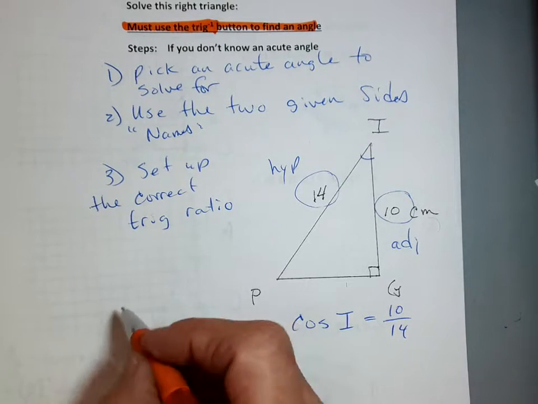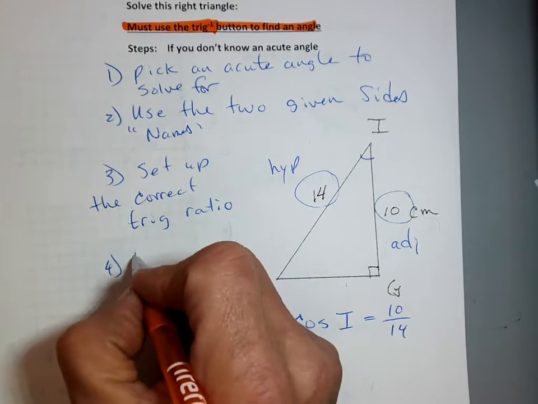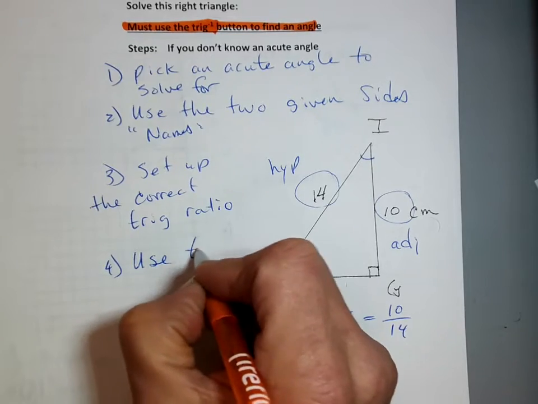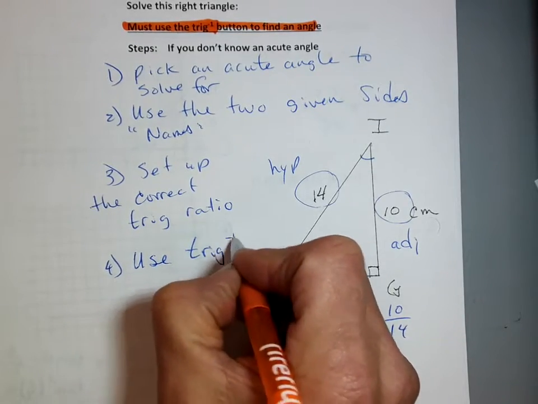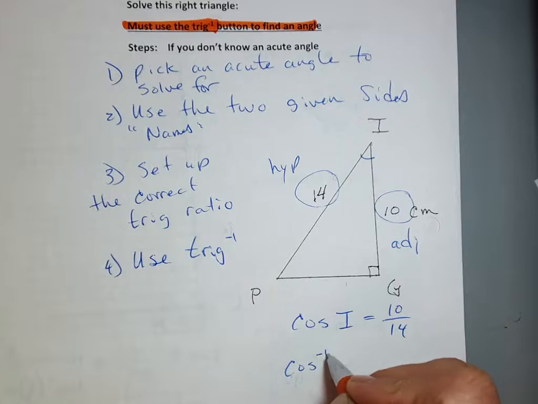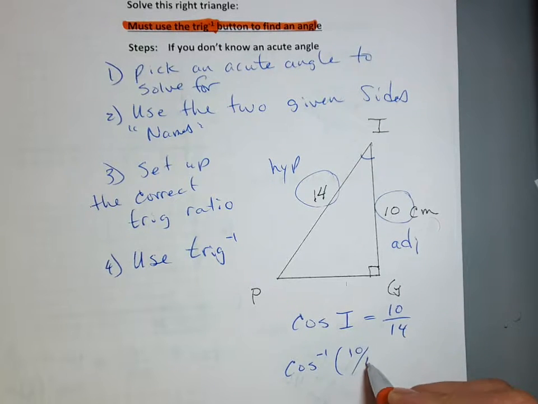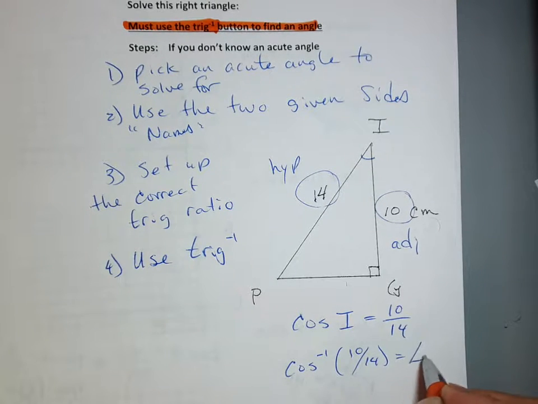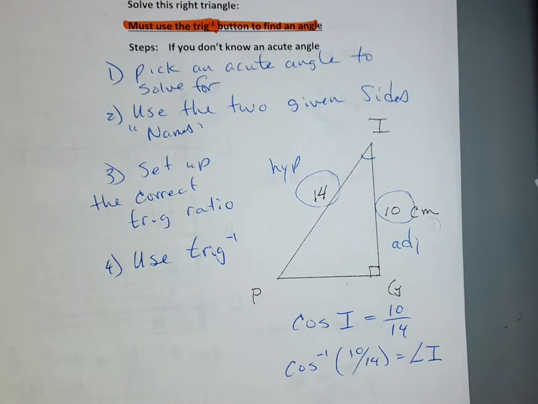So step 4, use, and I'm going to call it trig inverse. The reason I use trig is because it could be sine, it could be cosine, it could be tangent. So I use the word trig, okay? In this case, I'm going to go cosine inverse of 10/14, and that will equal angle I, right? That gives me the angle, which is angle I.